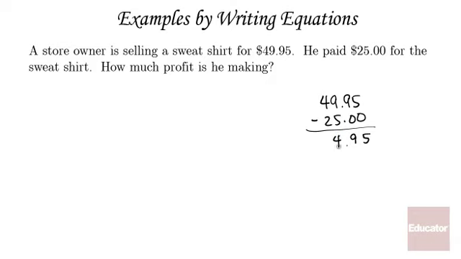9 minus 5 is 4, and 4 minus 2 is 2. So he's going to be making $24.95. So he's almost doubled the price of the sweatshirt here. He paid $25, and he's going to be making an extra $24.95 on the sweatshirt.